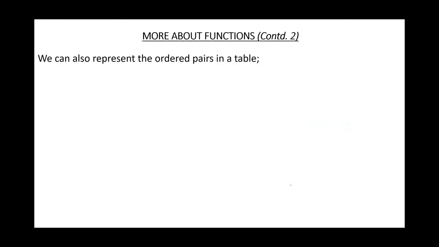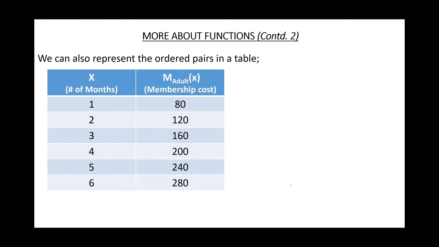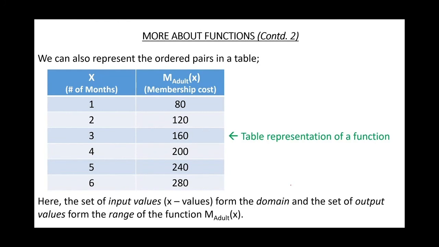We can represent the ordered pairs in a table as well. The first column takes all the number of months, which is x, and the second column represents all the membership cost, which is m sub adult of x. So this is called table representation of a function. So here the set of input values, the x values, is said to form the domain of the function, and the set of output values, the y values, is said to form the range of the function m sub adult of x.